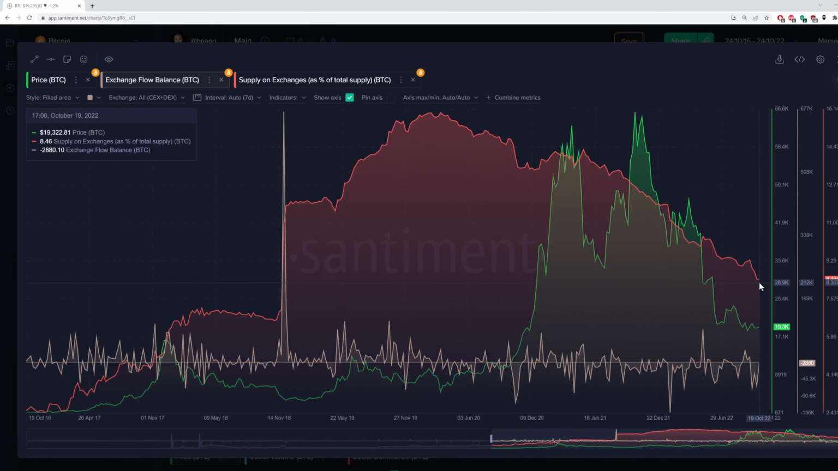And ever since then, it's dropped, and we're at about half the percentage of Bitcoin on exchanges that we saw, what is it, 2.5 years ago now. So that's a good sign. So these kind of work in tandem. You'll notice when there's a big outflow spike, that's when supply on exchanges drops a lot. When you see a big inflow spike, obviously supply on exchanges just erupts.